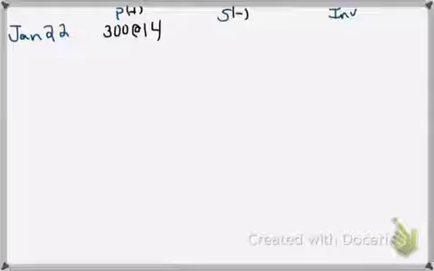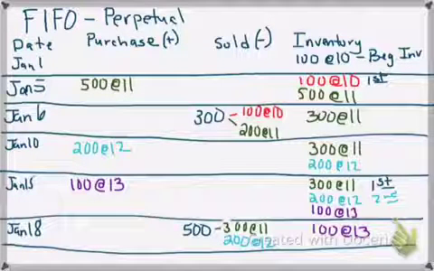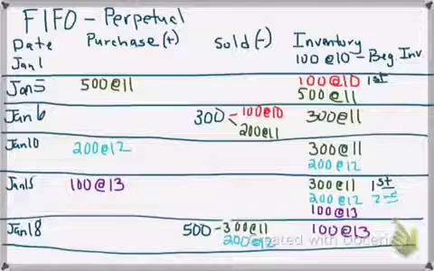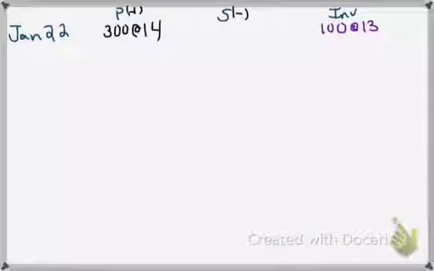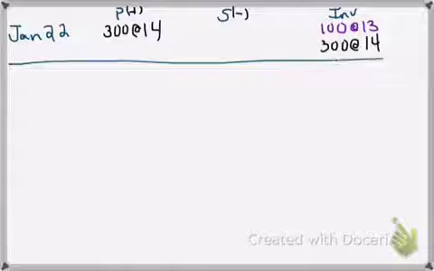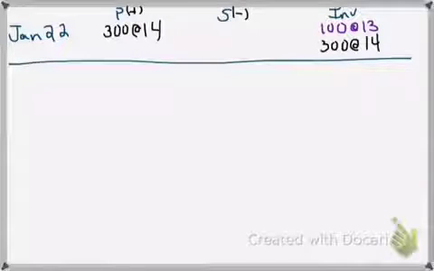So what I'm going to have is I still have that 100 units at 13. Those did not go away. See, I had an ending inventory of 100 at 13. So those get moved over. And then I'm going to have this 300 at 14. And draw my line. I then get to January the 25th.